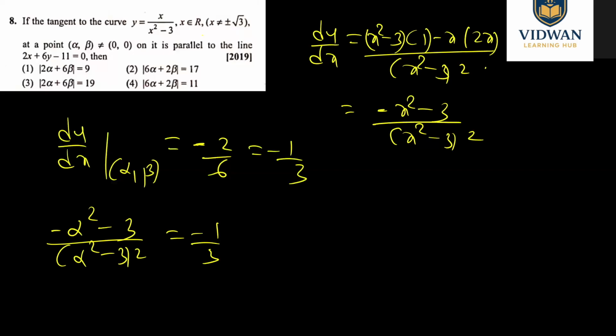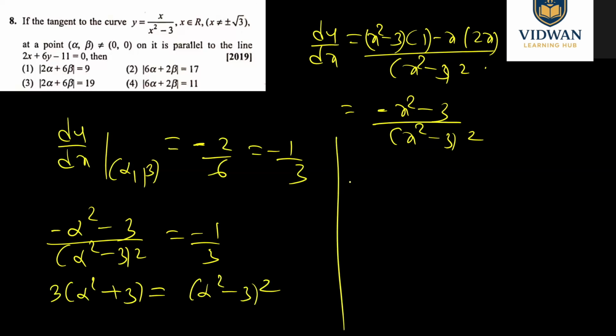And alpha beta also lies on the curve. That also you can use. So you can just write this as minus sign; you can take common and you can cancel. Then 3 into alpha square plus 3 is equal to alpha square minus 3 whole square. First, you solve for alpha. So 3 alpha square plus 9 is equal to, expand this with a minus b whole square, you will get alpha power 4 plus 9 minus 6 alpha square, or alpha power 4 equal to 9 alpha square.